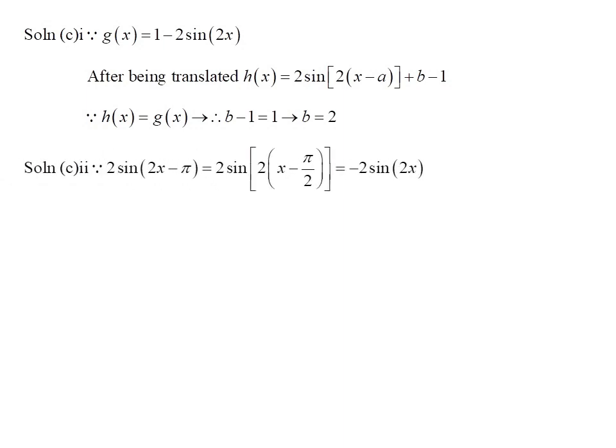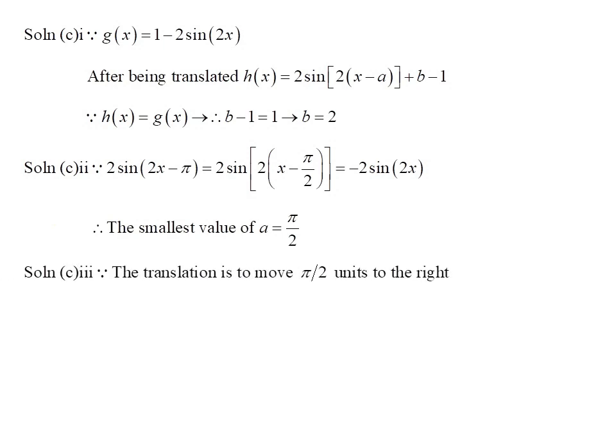As for section 2 of part C, since 2 times sine of (2x minus pi) can be written as 2 times sine of [2 times (x minus pi over 2)], which equals negative 2 times sine of 2x. So the smallest value of a equals pi over 2.